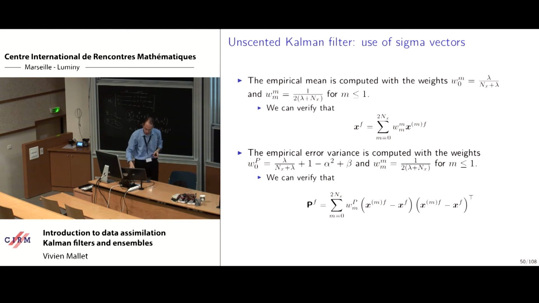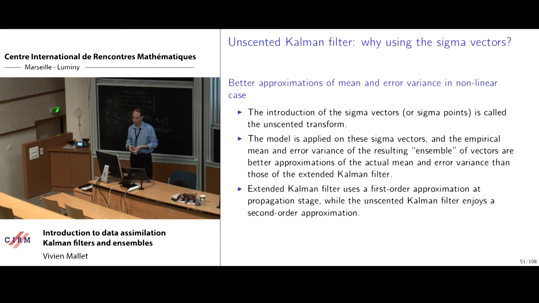Exactly. So we have some samples, and with them we can reconstitute XF and PF, the original information we had. They are also chosen so that in the nonlinear case, you apply the model to every member and have a new ensemble mean and a new error variance. According to the location where the ensemble members were put, we have a good approximation of this ensemble mean and of the error variance. It's actually of second order, while in the extended Kalman filter it's just of first order.